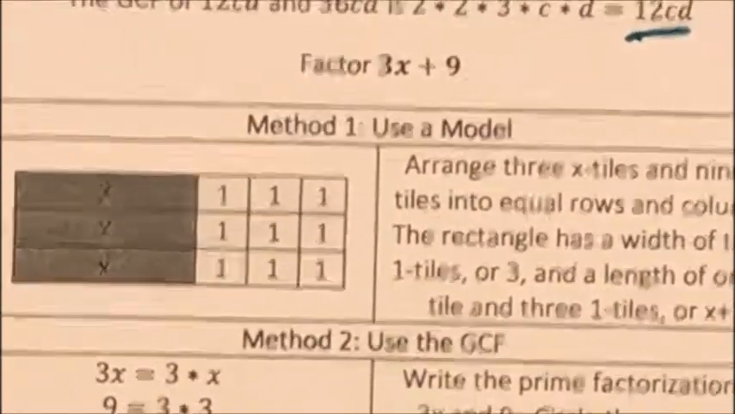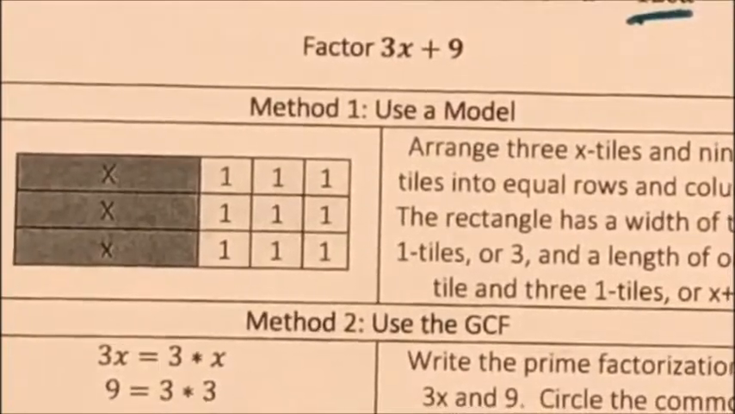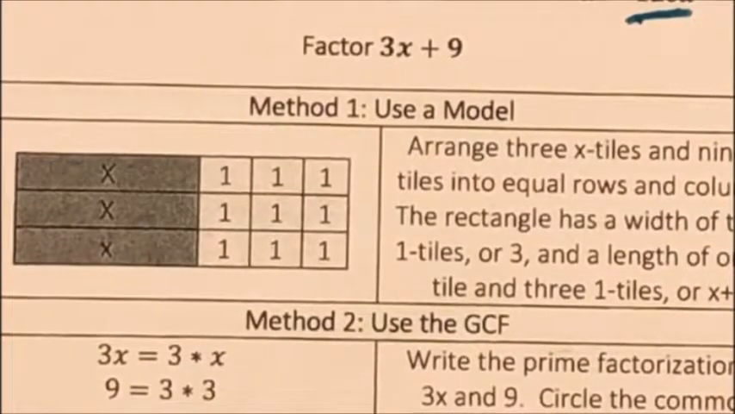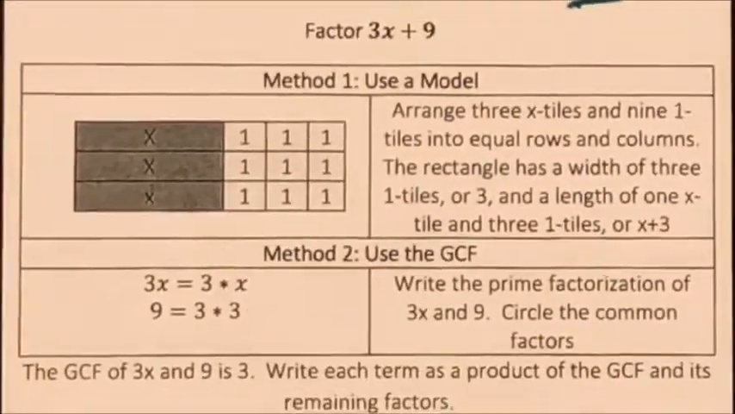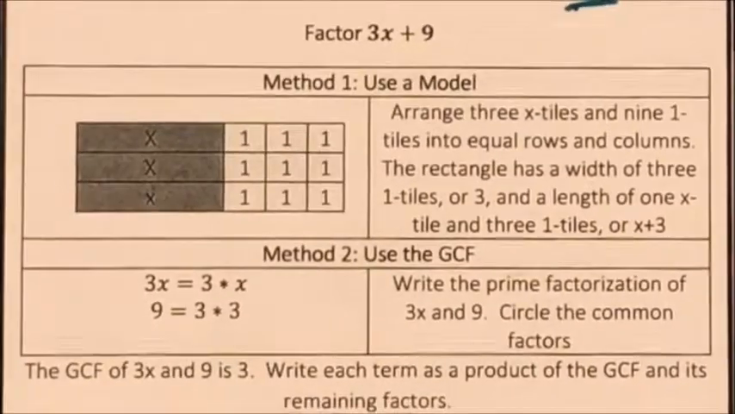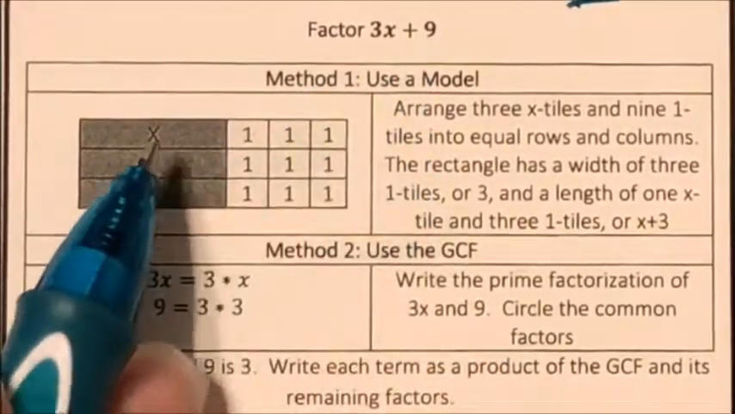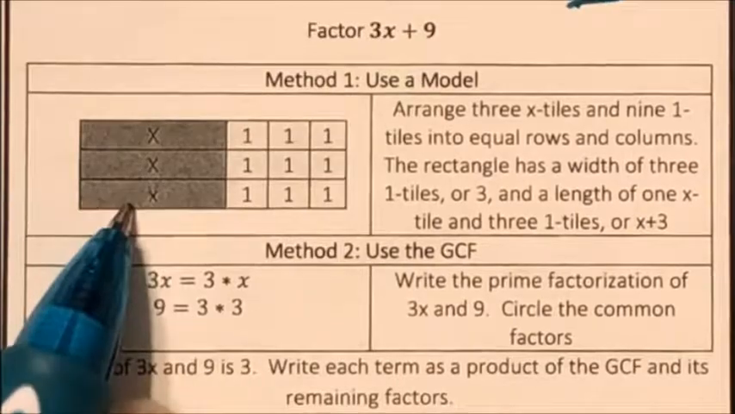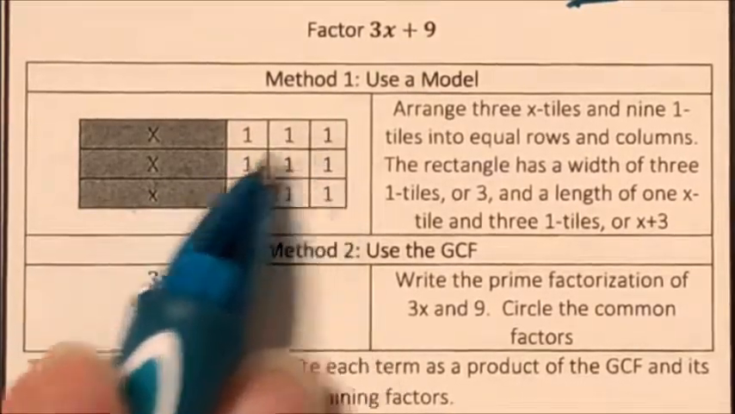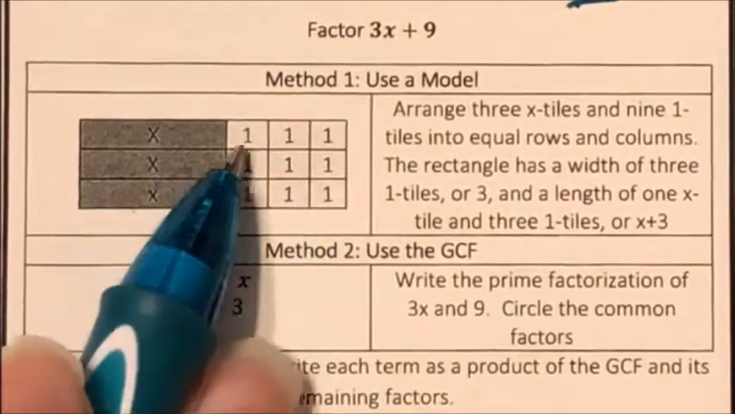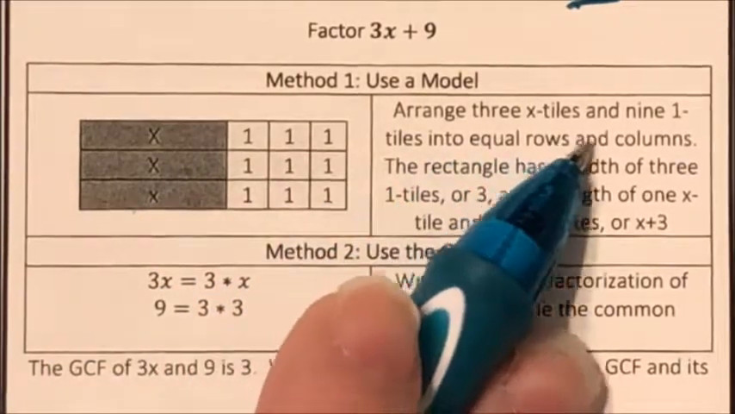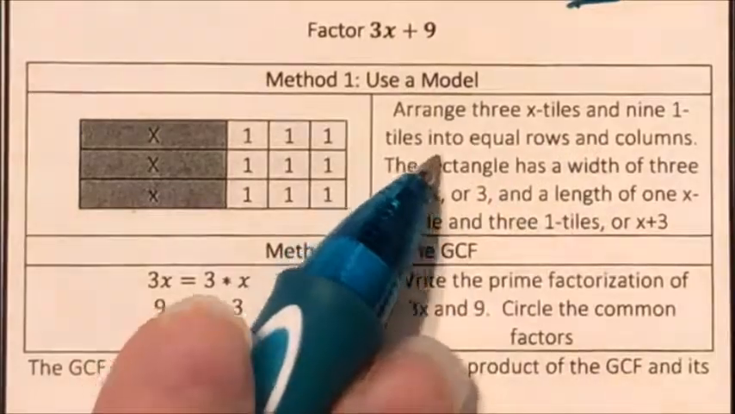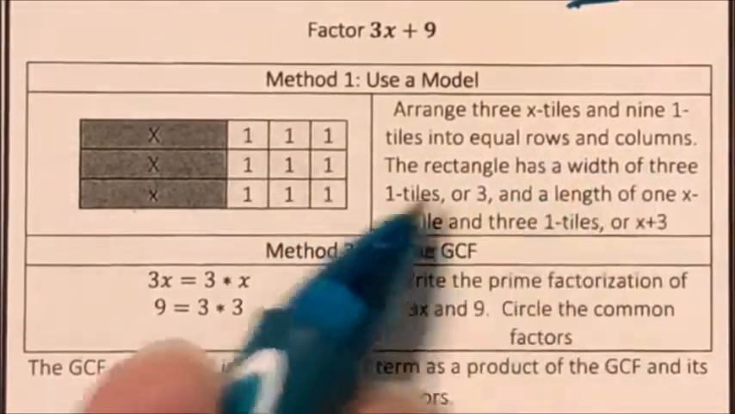So I want to factor 3x plus 9. You can either use a model or use the GCF. The first thing I'm going to look at is using a model. When I do that, I have 3x plus 9, so I draw 3 x's, and then I break 9 down into 3 rows with 3 in them each. So I can arrange 3 x tiles and 9 1 tiles into equal rows and columns.